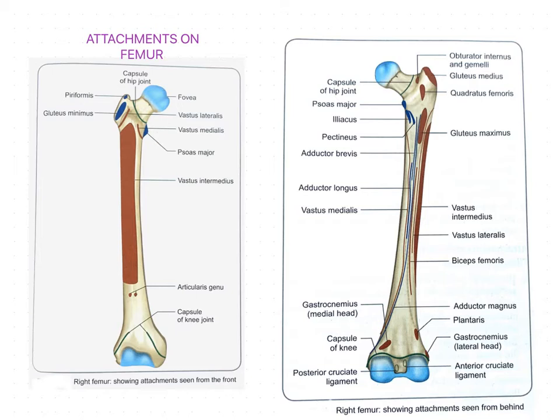Dear students, welcome back. In the previous session, we discussed the bony parts of the femur. Now in this session, we are going to discuss the attachments on the femur, both muscular attachments as well as the ligaments which are attached to the bone.